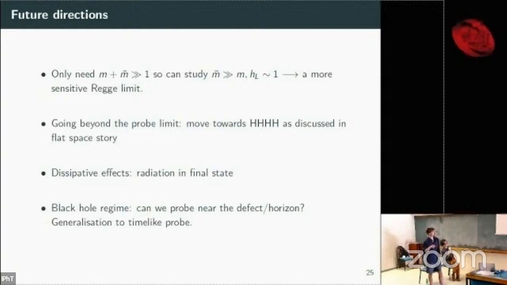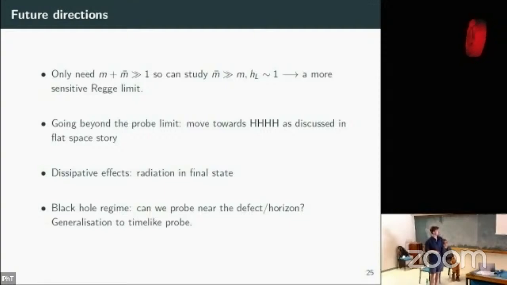Moving away from this probe limit, you can maybe study a more observationally relevant setup. For the radiation, you can have in mind maybe some 5-point function with 3 light operators and 2 heavy. This is some direction to look at. And what I ended with was black hole regime type scaling, generalizations of parallel probes, and so on. So anyway, I leave it there.